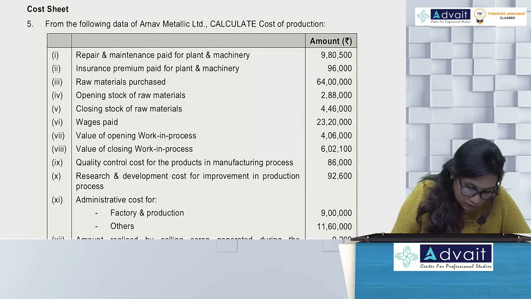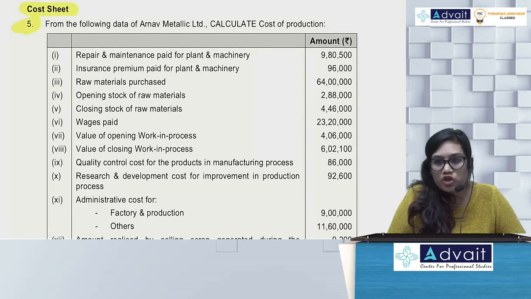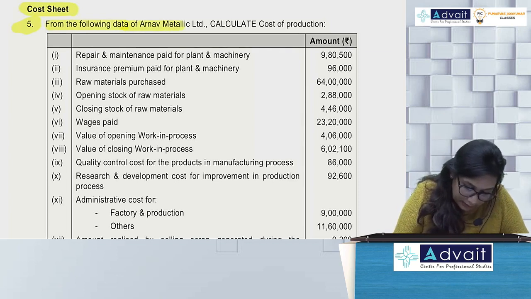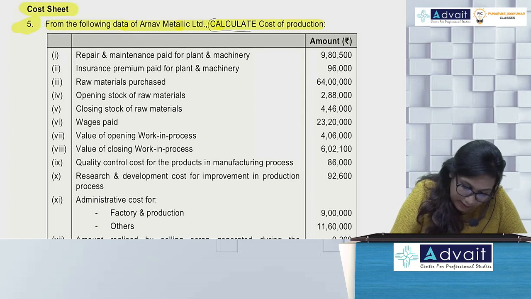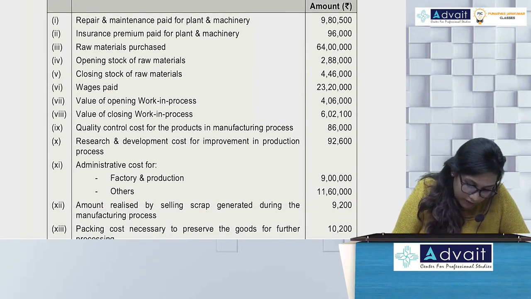Okay guys, so now the next question, which is question number 5, is from the cost sheet. So let's read the problem and understand what they're trying to ask us. From the following data of Arnav Metallic Limited, calculate cost of production. तो क्या calculate करना है हमें? We need to calculate the cost of production. So let's see what they have given us.